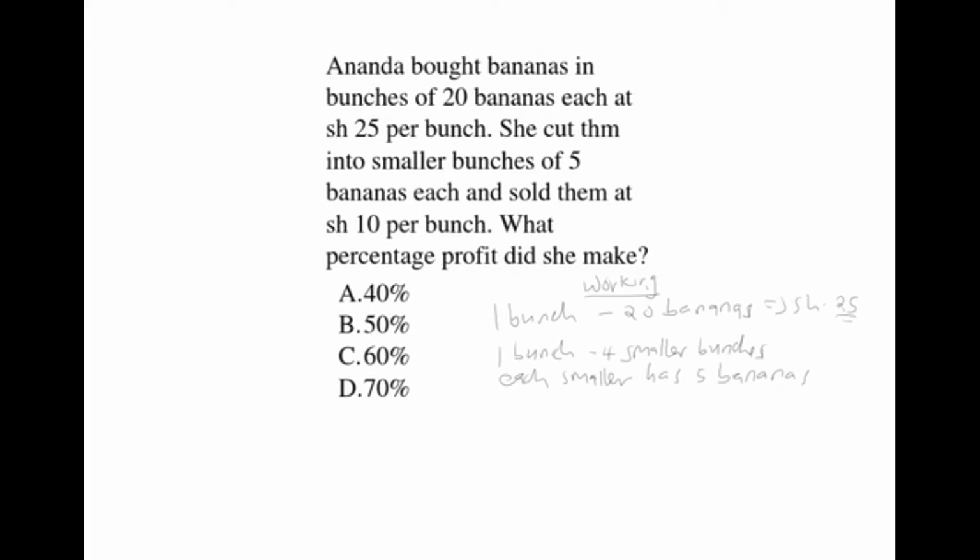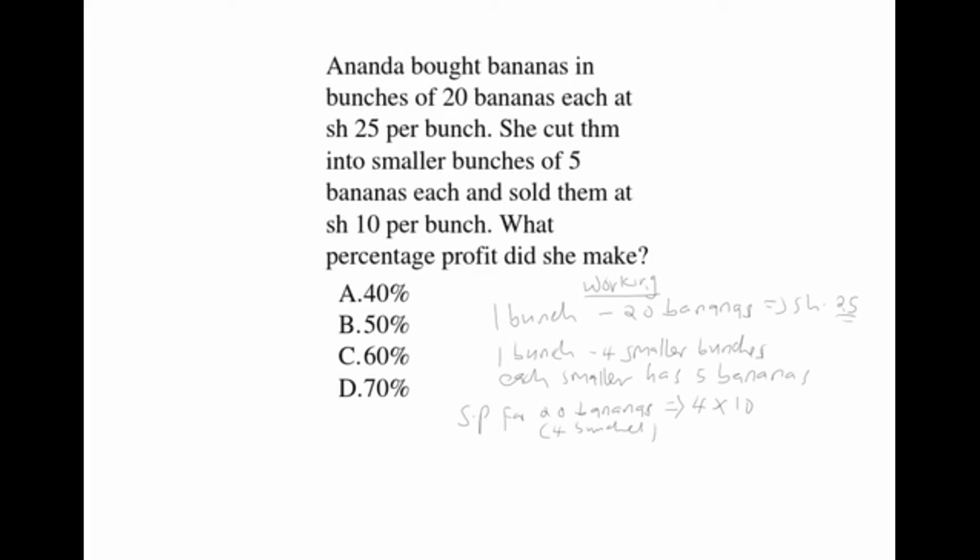So to get the selling price for 20 bananas, we have to get 4 times 10, because 20 bananas are being divided into 4 batches. So each batch is sold at 10. So these 20 bananas are the same as the smaller 4 batches.